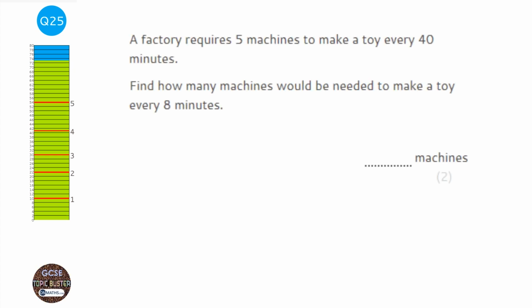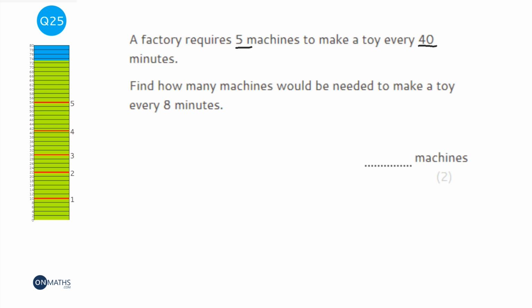Okay, so in this question, you might think that to get the answer, you do 40 divided by 5 to get 8, so you divide that by 5 and you get one machine. The problem is that doesn't make any sense. If 5 machines take 40 minutes, that's almost an hour to make one toy, then what, one machine's going to do it in 8 minutes? It just doesn't make sense.